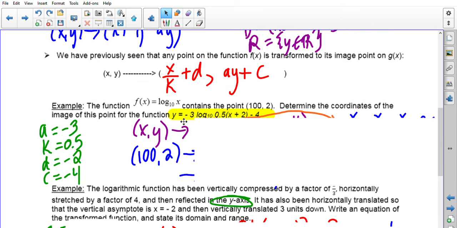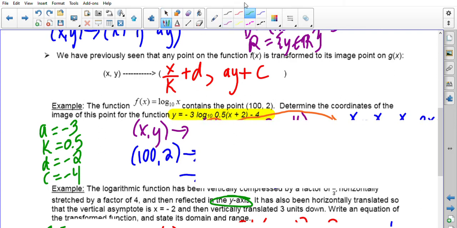All right, it says here the function log x to base 10 has the point (100, 2). And it says determine the coordinates of the image of this point for the function -3 log 0.5 (x + 2) - 4. And I'm just going to put in square brackets here, just for proper form, to make sure it's enclosed. There we go.